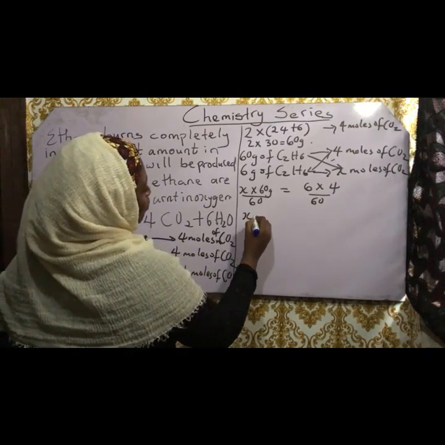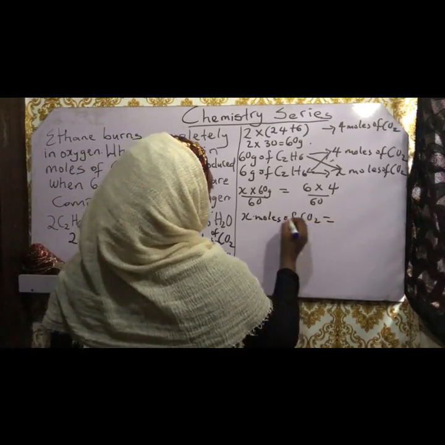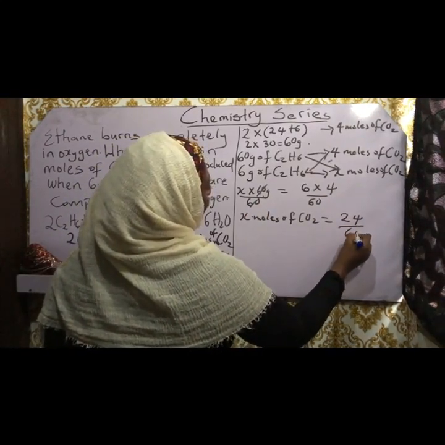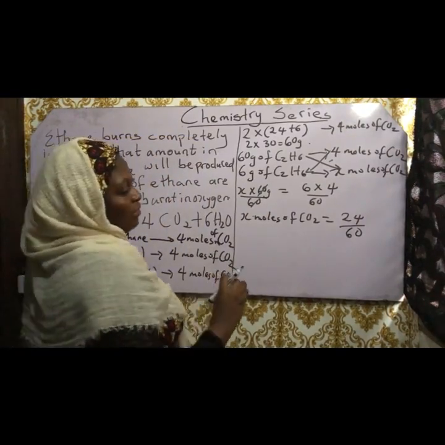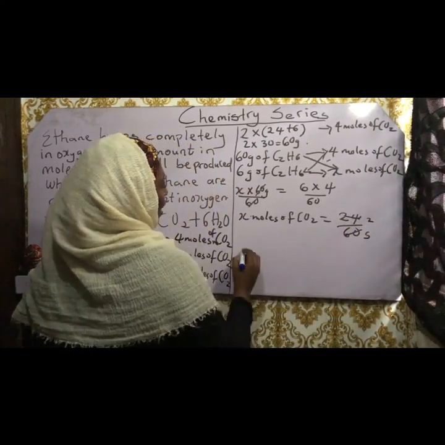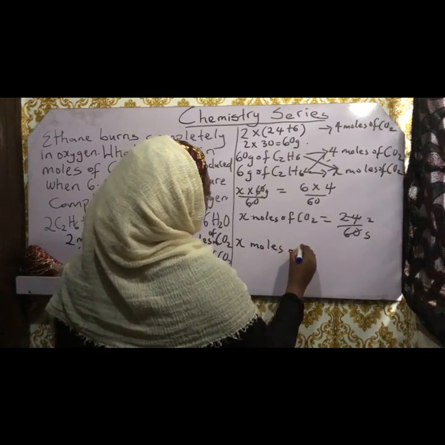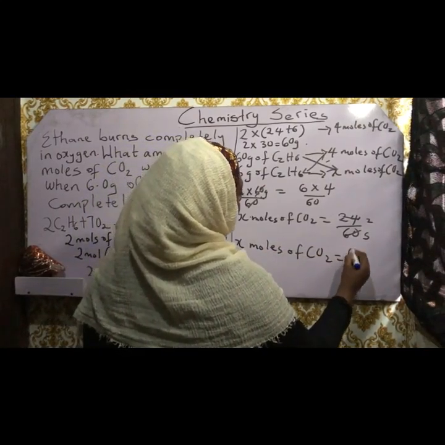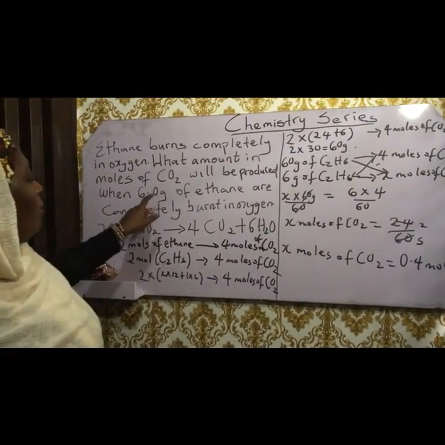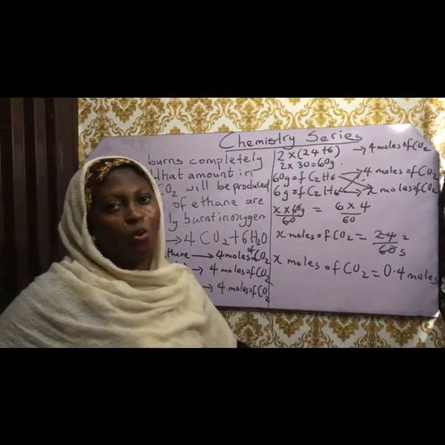So X moles of CO2, because this we cancel, 6 times 4 is 24 divided by 60. Let's try to break down. 12 here 2, 12 here 5. 2 divided by 5 gives 0.4. So X moles of CO2 is equal to 0.4 moles. So this simply means that 6 grams of ethane will give 0.4 moles of CO2.